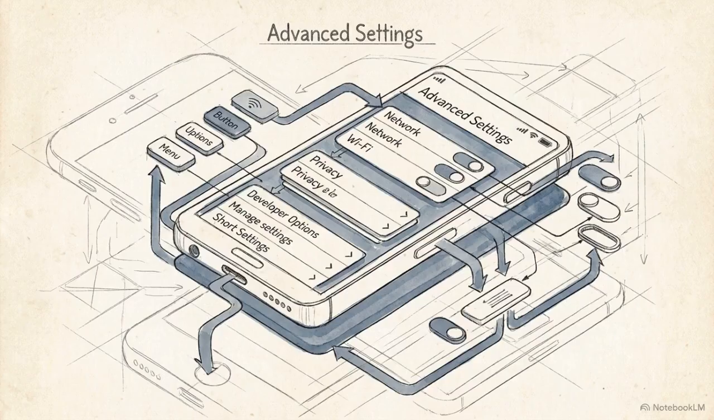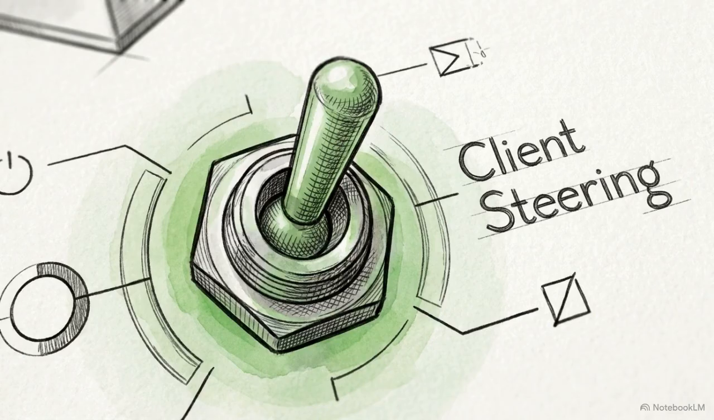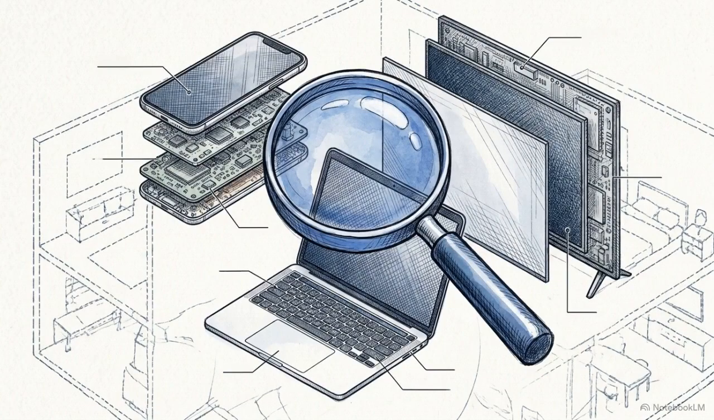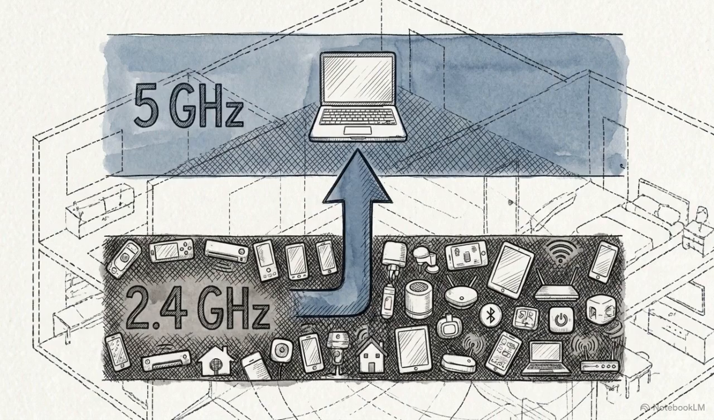To fully leverage this telemetry, navigate to the Advanced Settings menu and locate the Client Steering toggle. Ensure this is active. Client steering utilizes the IEEE 802.11v standard, also known as BSS Transition Management, to proactively manage client connections. The network uses this protocol to evaluate capable devices and suggest that they transition to a faster 5 or 6 GHz band when bandwidth is available.